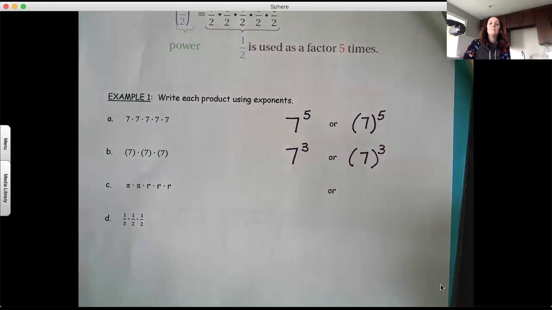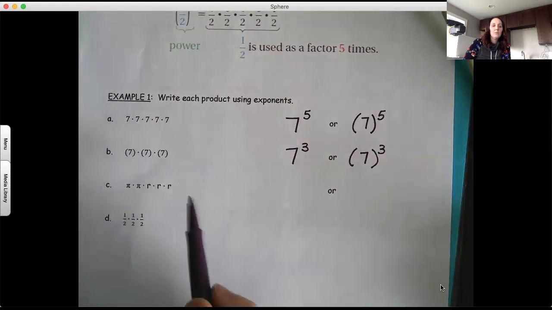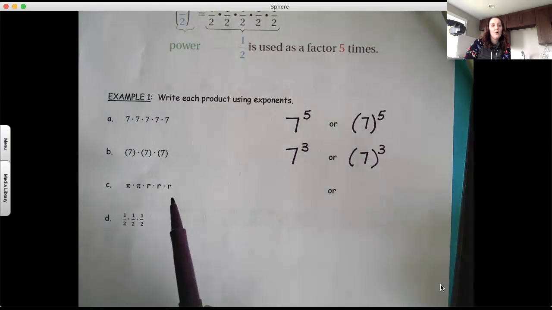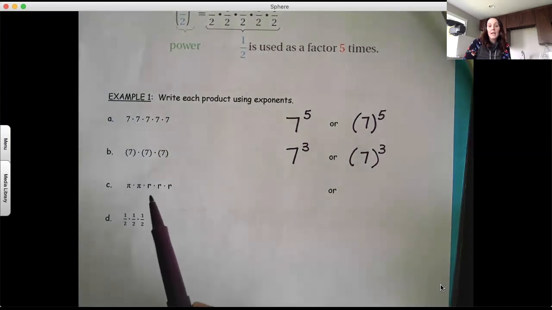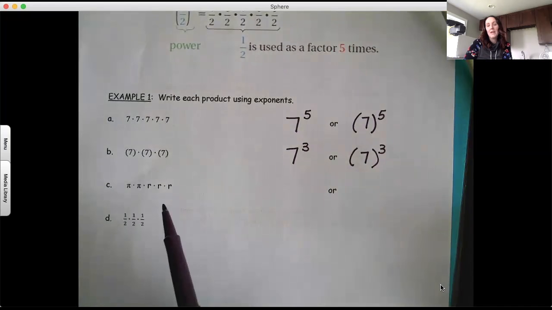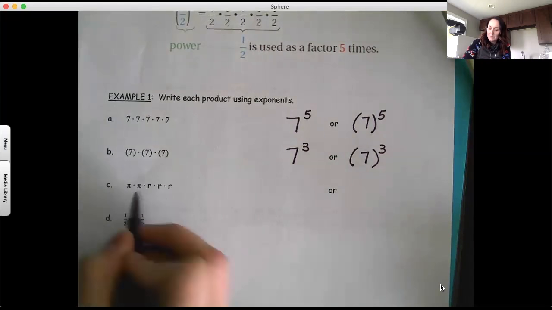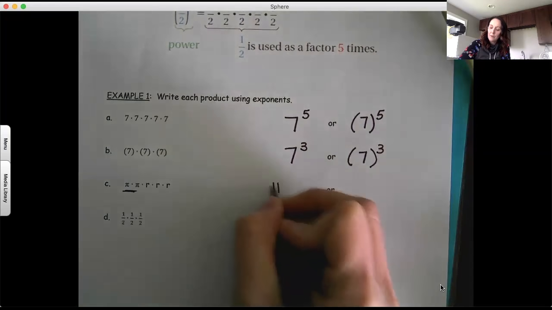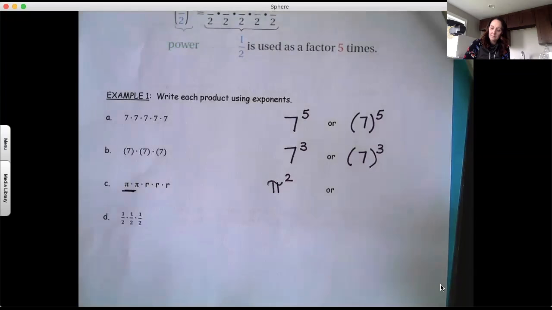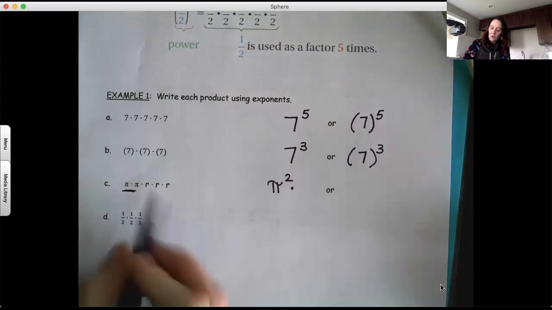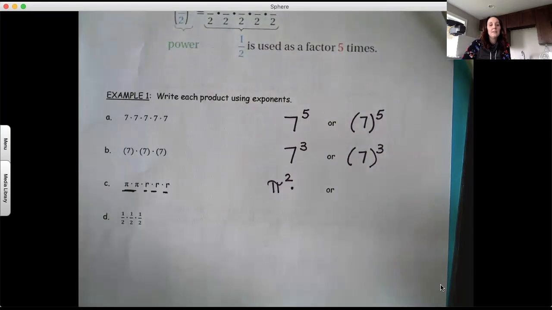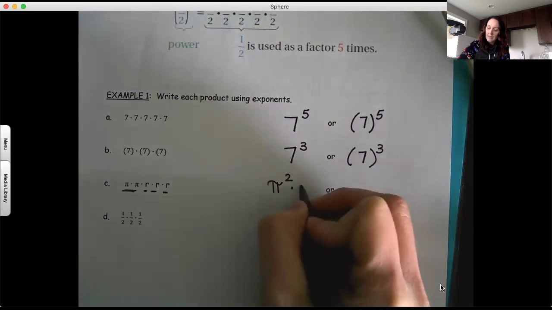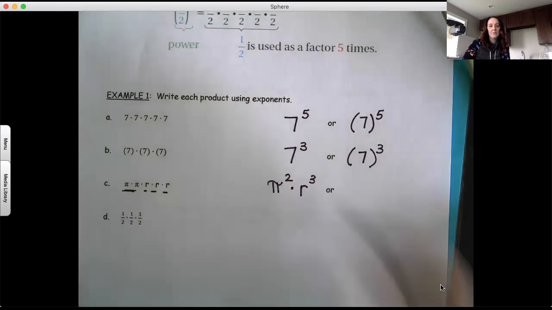Let's look at the next one. The next one is dealing with pi and the variable r. In this case, we're going to have 2 bases. We're going to have a base of pi and a base of r. I'm going to look at them separately and see that pi is being multiplied by itself twice. So I'm going to have pi to the 2nd power times, notice r is being multiplied by itself 3 times. So r is my base with my exponent of 3.